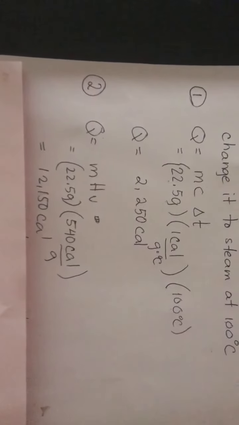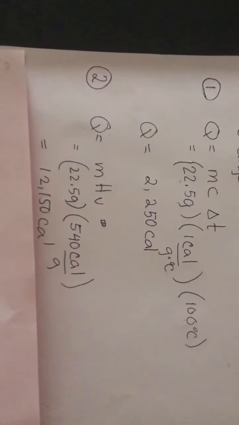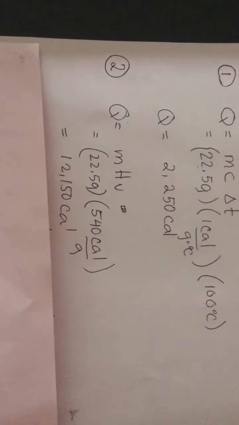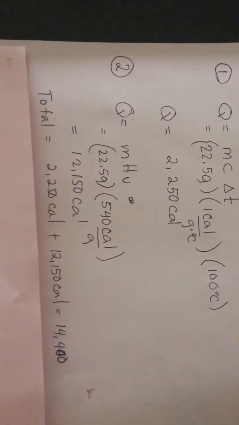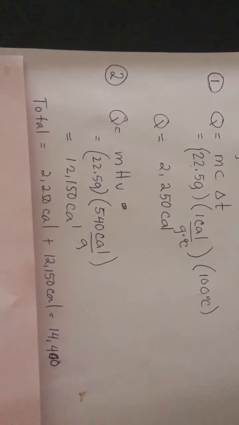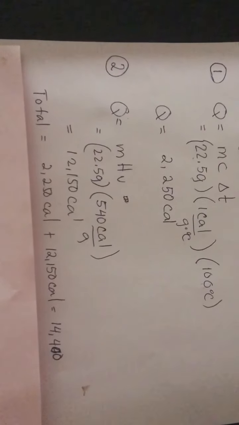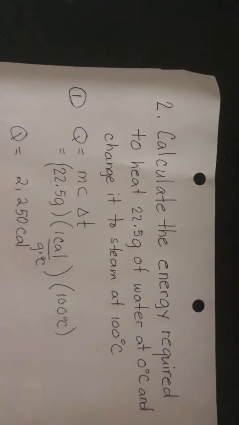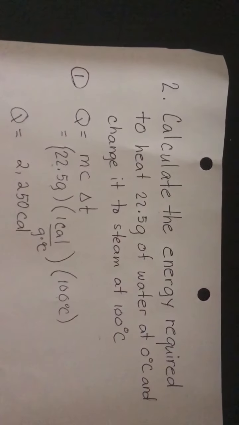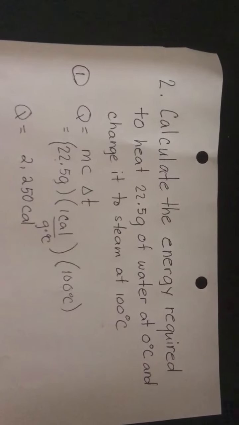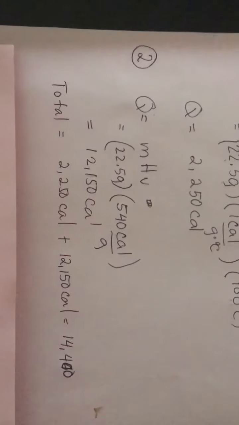So now, because the question is calculate the energy required, then we have to make sure to add up the 2 calories we calculated. 2,250 plus 12,150, a total of 14,400 calories. So that is the amount of heat needed to heat 22.5 grams of water at 0 degrees Celsius and change it to steam. So our answer again is 14,400 calories.